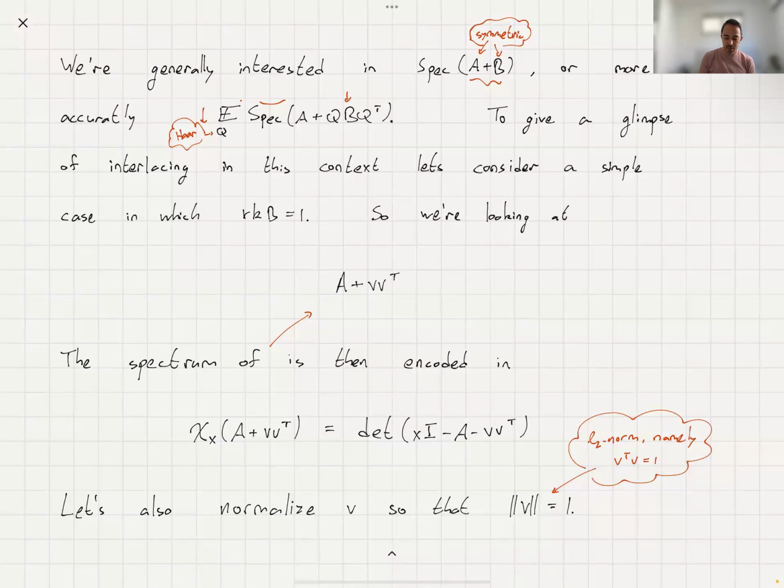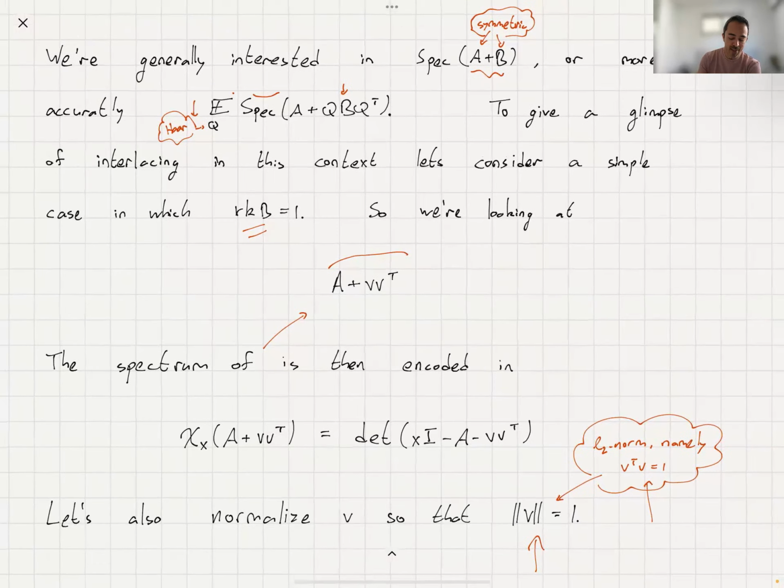And what we are going to see in this example is what happens in the simplest case. A is any symmetric matrix, but B is a rank 1 symmetric matrix. So you're looking at matrices of the form A plus VV transpose, because B is rank 1 and symmetric. And let's also normalize V so that it has an L2 norm of 1, namely V transpose V is 1.